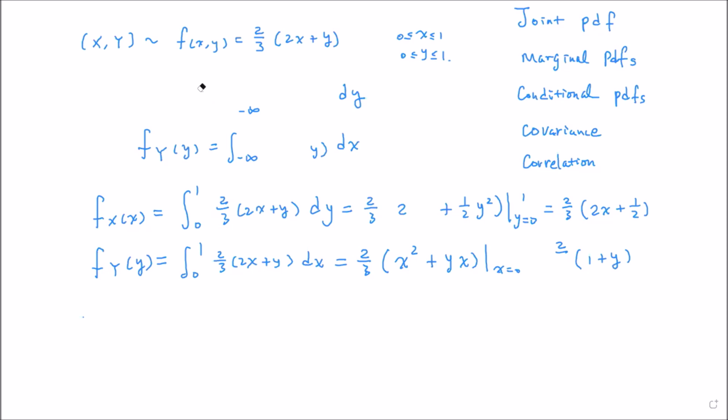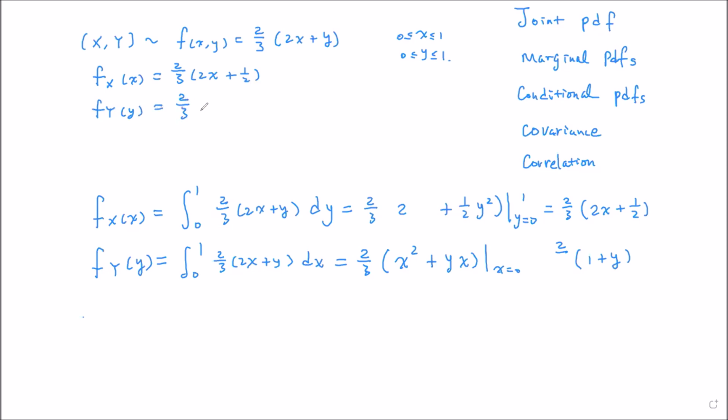All right, so I'm going to copy these marginal densities here. So f_X of x equals 2/3 times 2x plus 1/2. And then I have the marginal density for y, which is 2/3 times 1 plus y. Again, we still have x greater than or equal to 0, less than or equal to 1. And here y is greater than or equal to 0, less than or equal to 1.